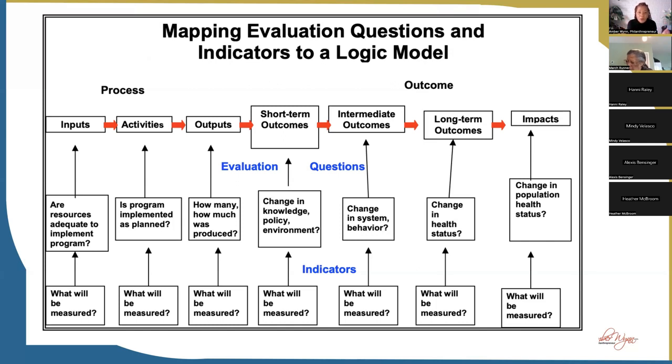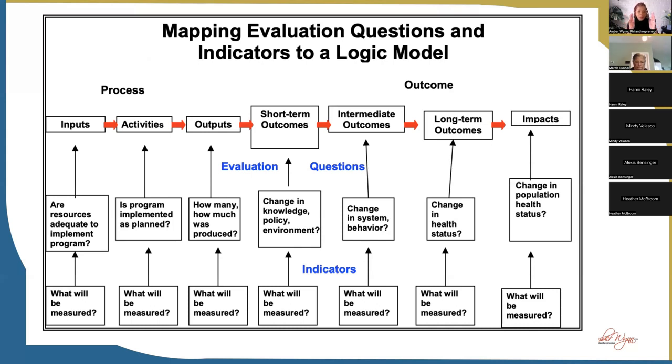After you guys have decided what your program is, you pull out this sheet and you say, all right, now, in terms of evaluation, if we were to look at this from a funder's perspective, are the resources that we've allocated to this adequate to implement the program? And if so, what will be measured? In terms of the activities, is the program implemented as planned? What will be measured? For the outputs, how much was produced? What will be measured? So you just go through this with each section of the logic model, and it will help you to form your evaluation, right?